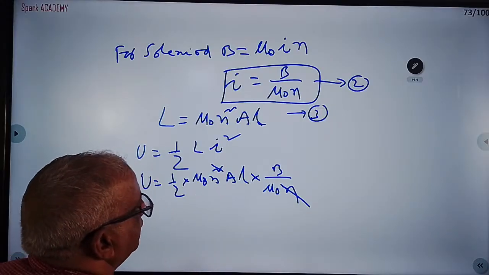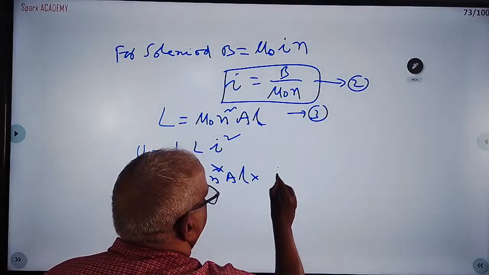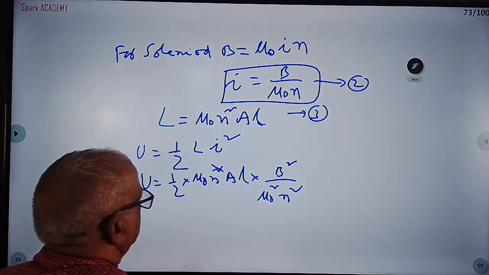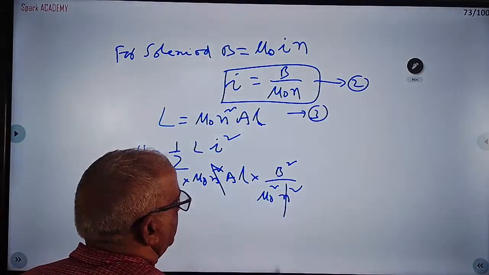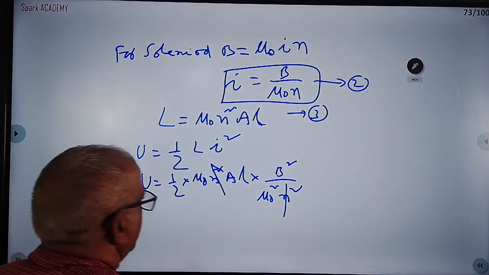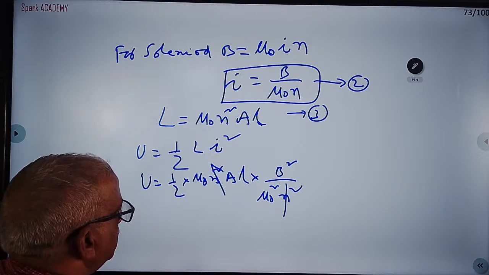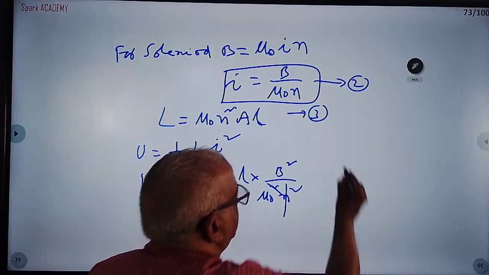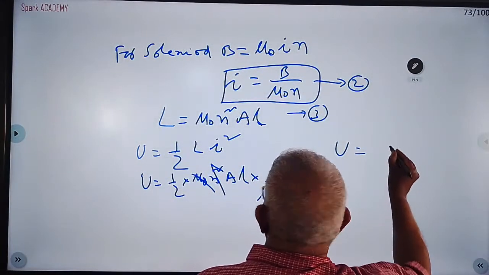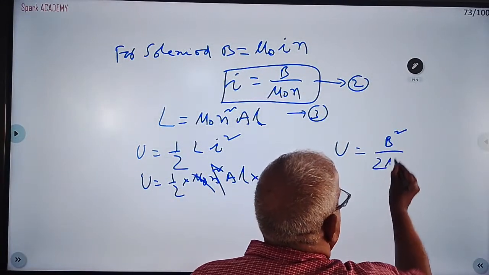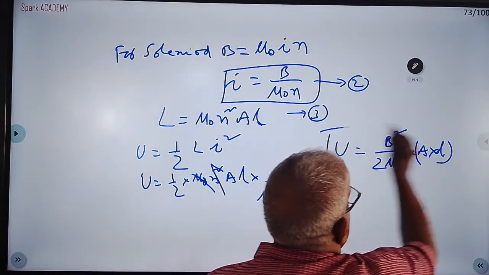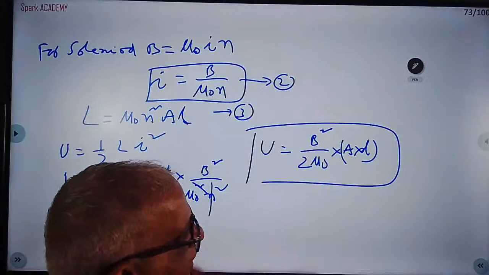i square will be B square by mu0 square n square. n square gets cancelled, mu0 square gets cancelled. Energy stored will become B square by 2 mu naught into area into length. Area and length is called volume. This is called magnetic energy stored in terms of magnetic field.